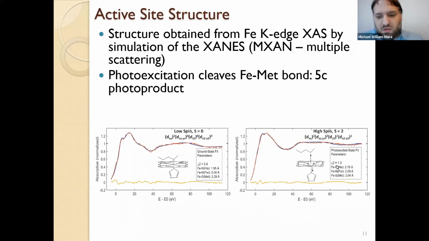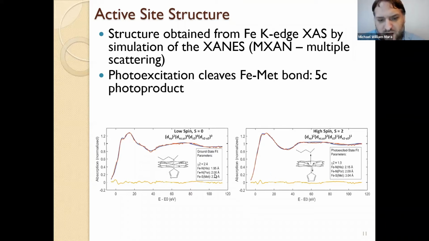Alternatively, we can also generate a model for the high spin ferrous cytochrome C, which is shown on the bottom right here. And again, we reproduce the general shape pretty well. Now, this DFT model has elongation of the iron histidine distance. It goes from around 2 angstroms in the ground state to 2.15 in the excited state.